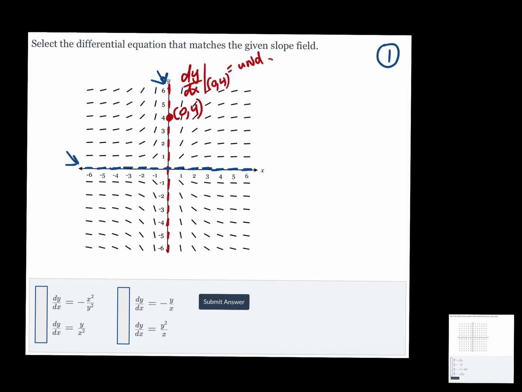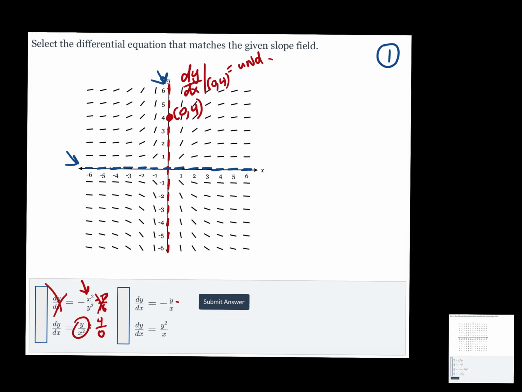So for this one right here, if you plug in a 0, you're going to get negative 0 over 16. Well, that equals 0, not undefined. Let's try the next one here. When y is 4, and there's going to be 0 squared, oh, that's undefined. That's a choice, maybe. We've narrowed it down.